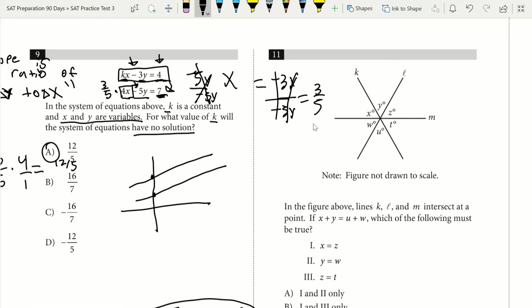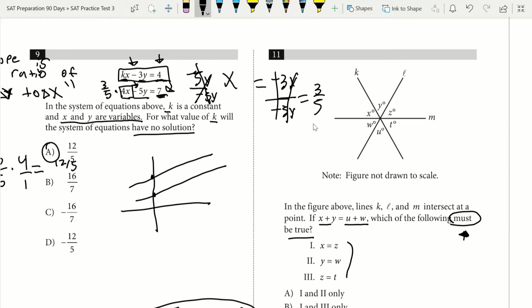So in the figure above, lines K, L, and M intersect at a point. If x plus y equals u plus w, which of the following must be true? Okay, this is a very, very important term. This must here means that it has to be true. Not can it be true, but must be true. It has to be true in this context of this situation.